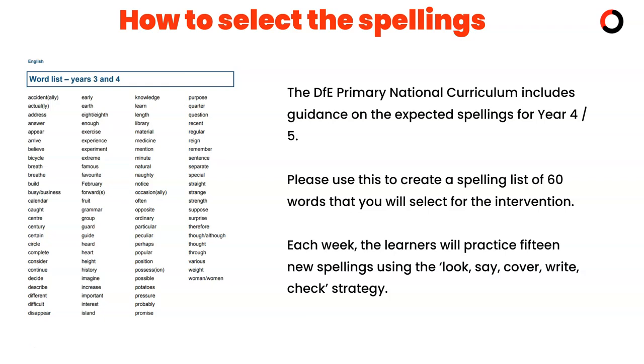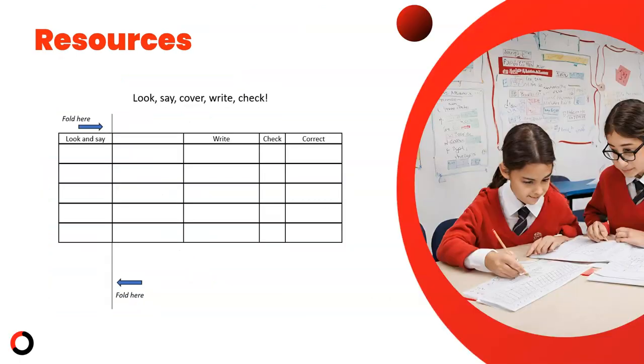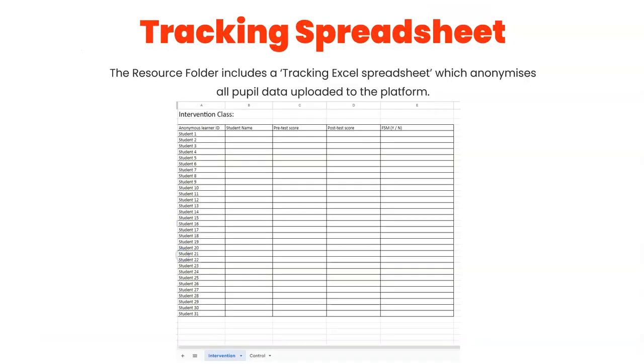How to select the spellings. The DfE Primary National Curriculum includes guidance on the expected spellings. Please use this to create a list of 60 words that you will select for the intervention, with 20 of these being used for the pre and post. Each week, the learners will practice 15 new spellings using the spelling strategy. In the resource folder, you will find a template to use if you want to, and you'll also find a tracking spreadsheet that allows you to link anonymized student IDs to learners in each class, and then all we ask you to do is to record which is the intervention and which is the control class.